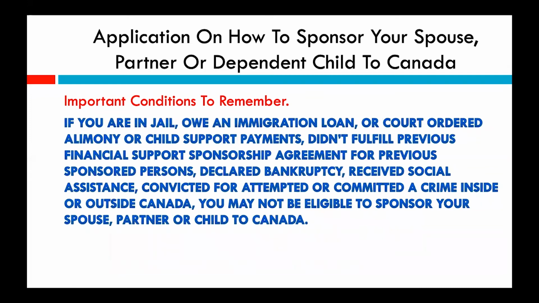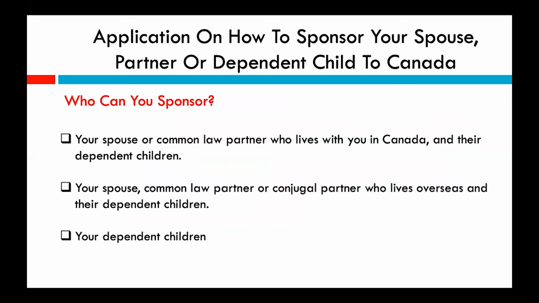And this is also super important to remember. If you are in jail, owe an immigration loan, or court-ordered alimony or child support payments, you didn't fulfill previous financial support sponsorship agreements for previously sponsored persons, you've declared bankruptcy, you received social assistance, or you were convicted of attempting or committing a crime inside or outside Canada, you may not be eligible to sponsor your spouse, partner, or child to Canada.